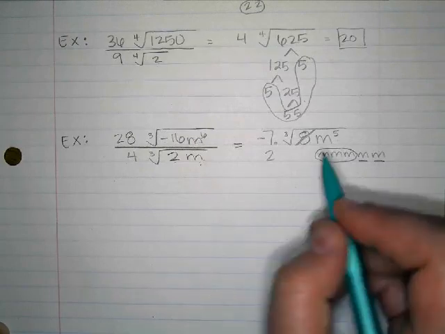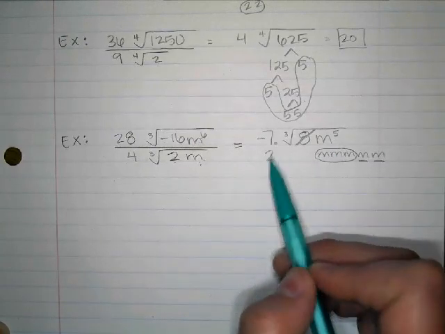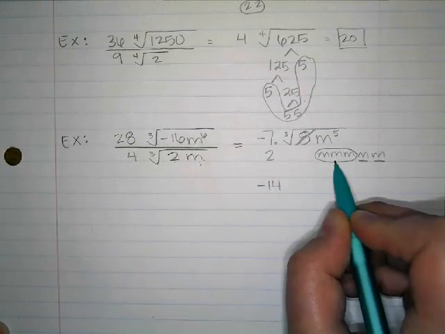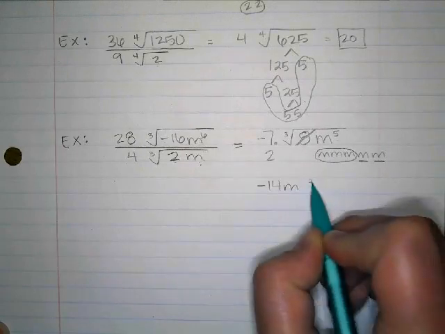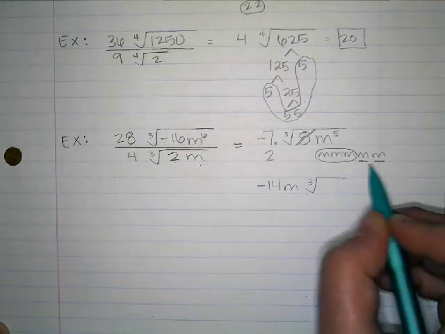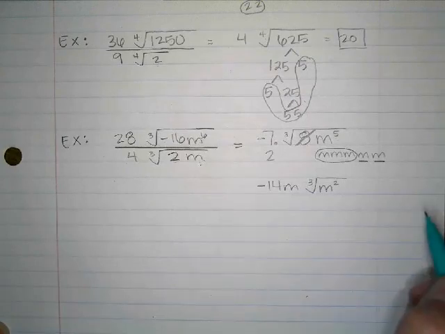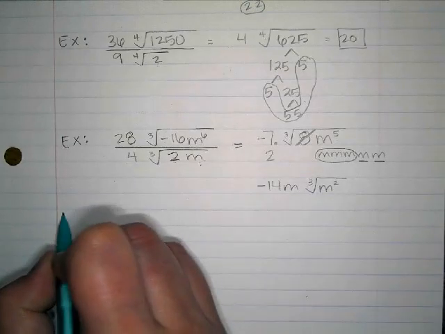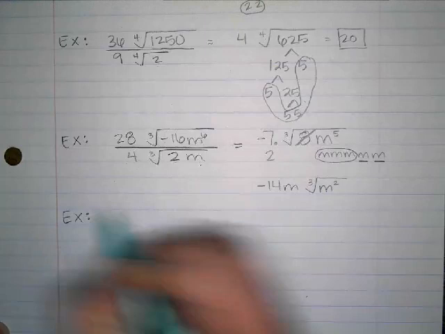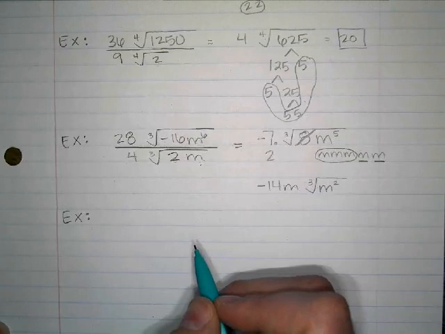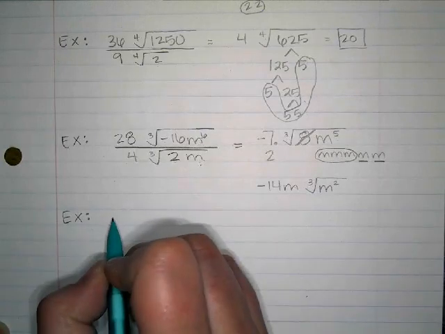Yeah, that's fine. Okay. So in the front we have negative 14 and m, and then we have cube root of m squared. Okay. Are we good? Okay, now I'm going to give you one with some more letters. Can we handle some more letters? Sure? Yes? Okay.